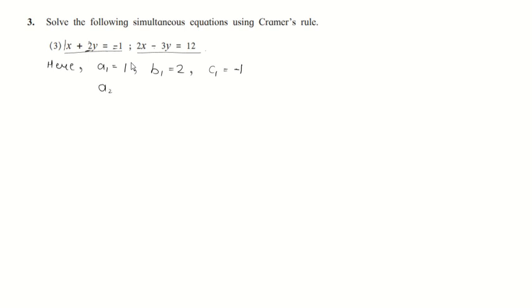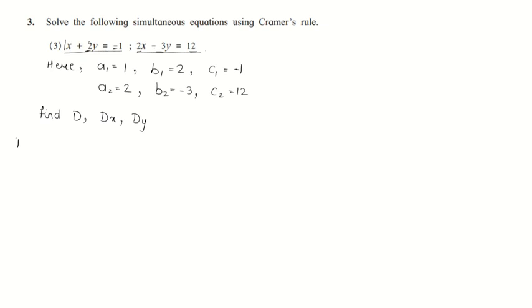From the second equation, a2 is 2, b2 is minus 3. Pay attention to the signs. c2 is equal to 12. First we will find d, dx and dy.